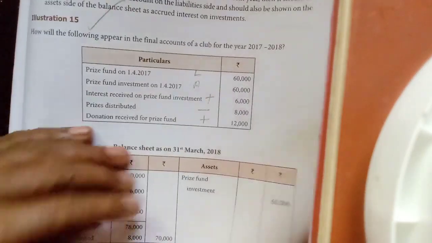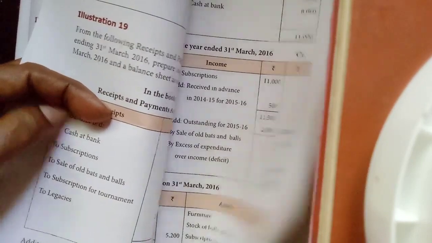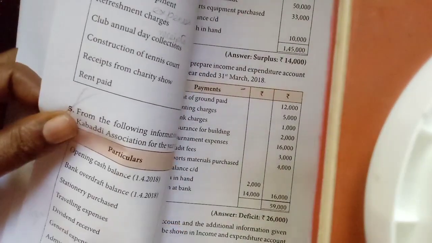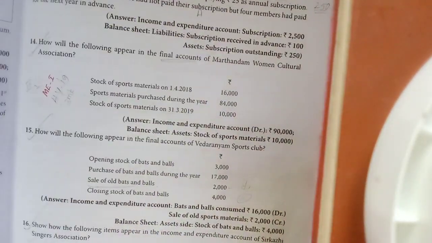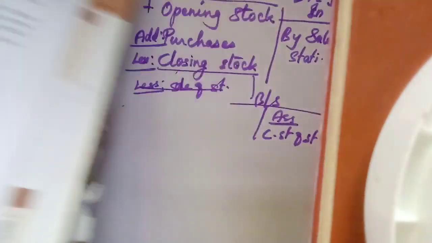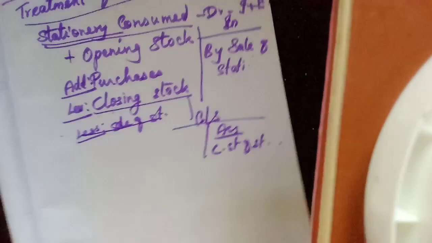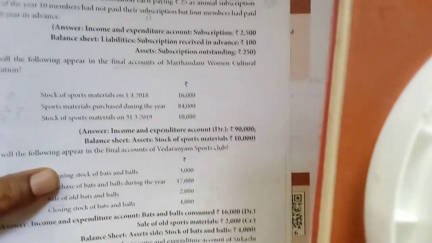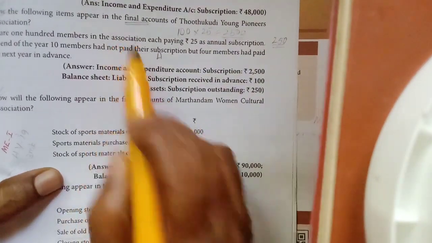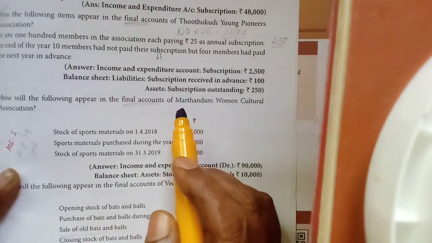Okay, then shall we do the exercise? Yesterday we completed up to the 12th exercise, isn't it? Exercise 12 we have completed. Exercise 13 is related to subscription only. We will finish this one, then we will come to these consumable items.